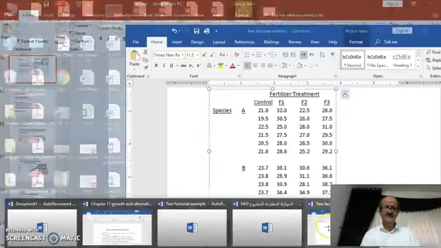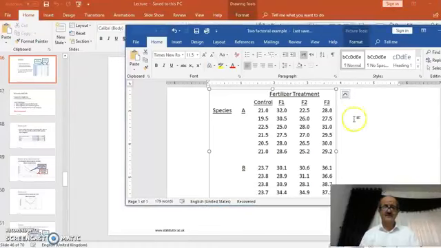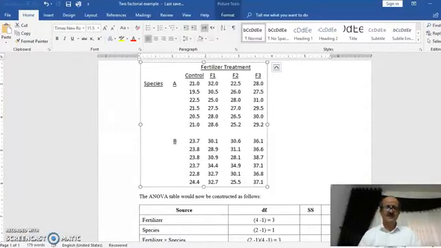Here we have an example of a factorial experiment. In this experiment, they studied the effect of different fertilizers on the growth and development of two plant species. In one experiment, the fertilizers were control, F1, F2, and F3, and there are two species.